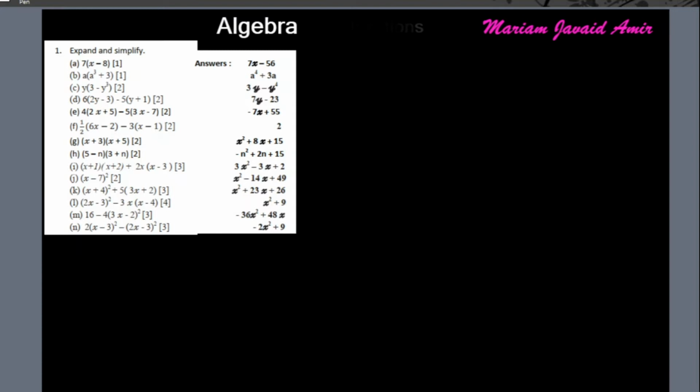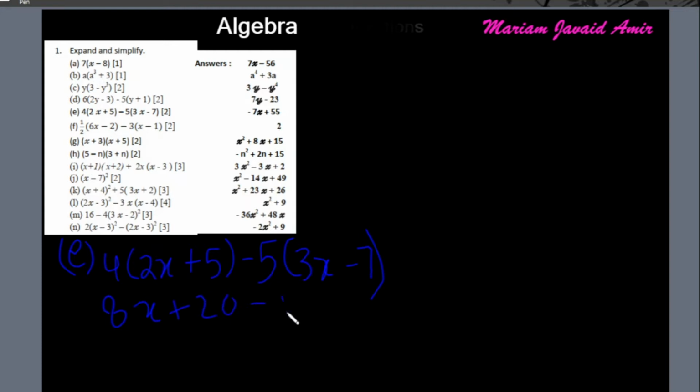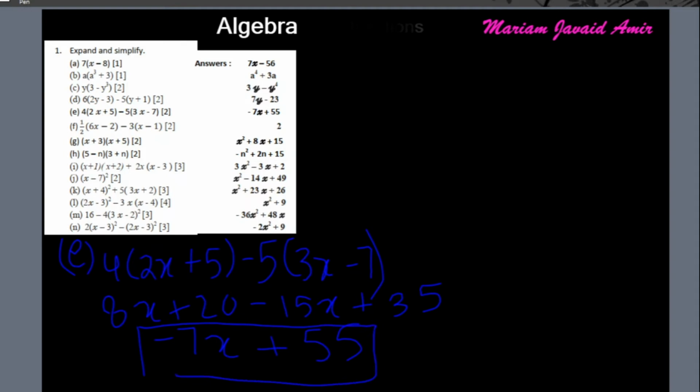Part E is 4 times (2x plus 5) minus 5 times (3x minus 7). Open the brackets, 8x plus 20 minus 15x plus 35. So we get minus 7x and then plus 55. Answer for part E.